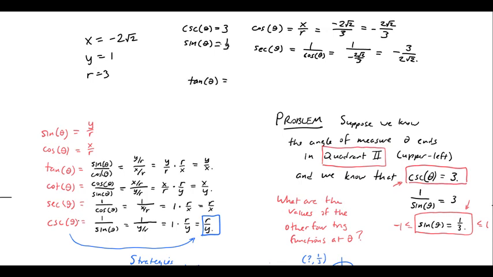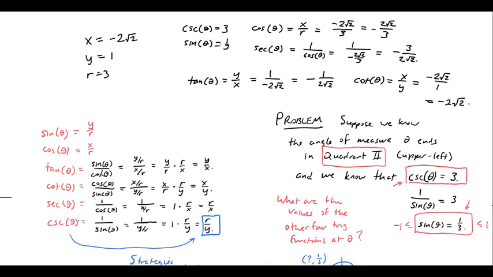Tangent of theta is going to be, what's that? That's y over x. Well, I know that y is 1 and x is negative 2 root 2. So I get just plain negative 1 over 2 root 2. And again, if you want to simplify that so that there's no radical in the denominator, you can. You could multiply both the top and bottom by square root of 2. But I'm not going to bother. Finally, cotangent of theta is going to be x over y, which is negative 2 root 2 over 1, which is just plain negative 2 square root of 2.